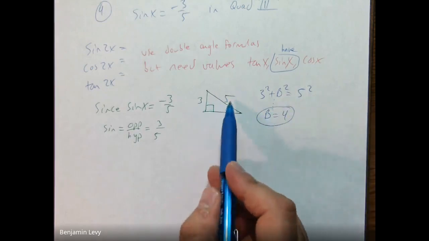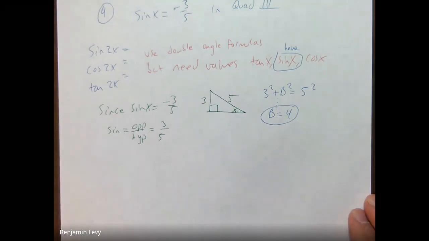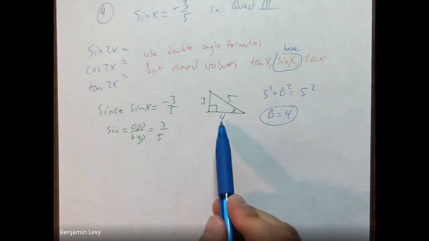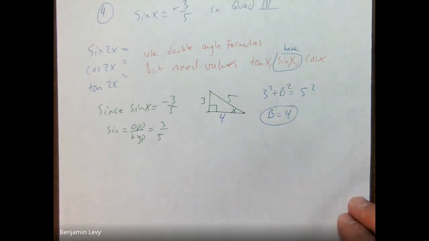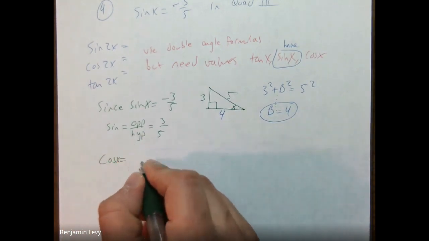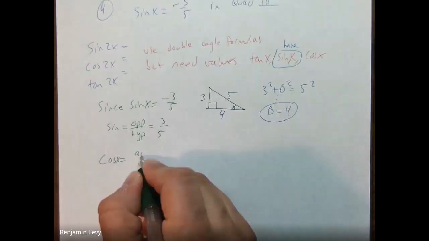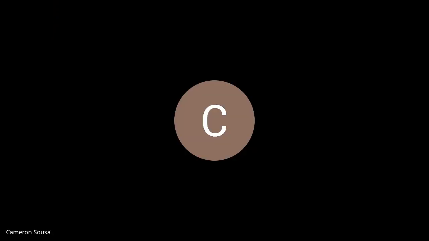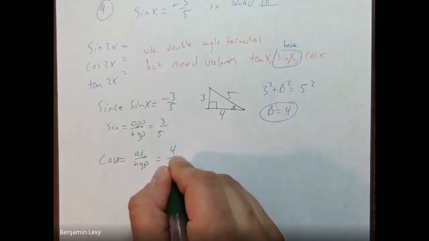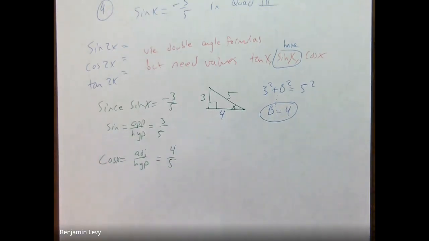This is a 3, 4, 5 triangle. That's a very common triangle. And so this side is length 4, right? And so then you can figure out tangent and cosine. Right, so cosine of x, that's adjacent over hypotenuse. And if we're here, adjacent is 4 and hypotenuse is 5. Questions so far?